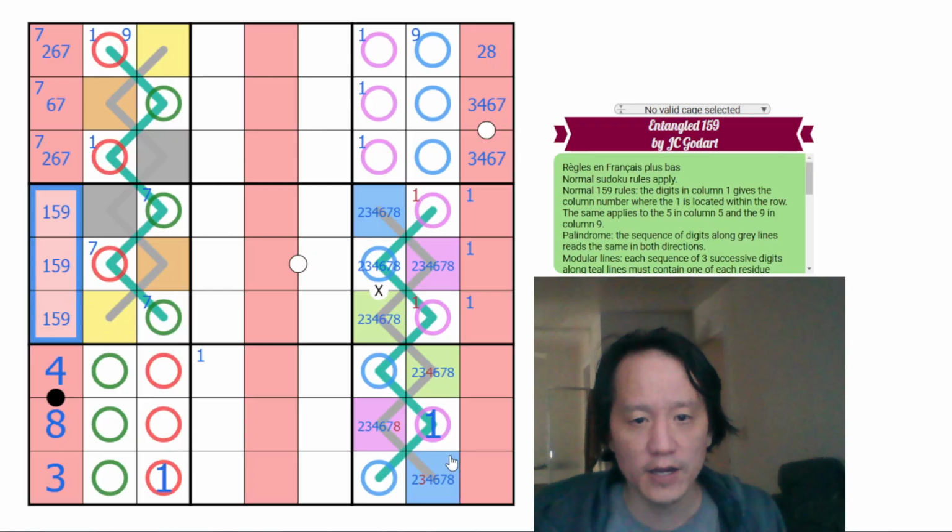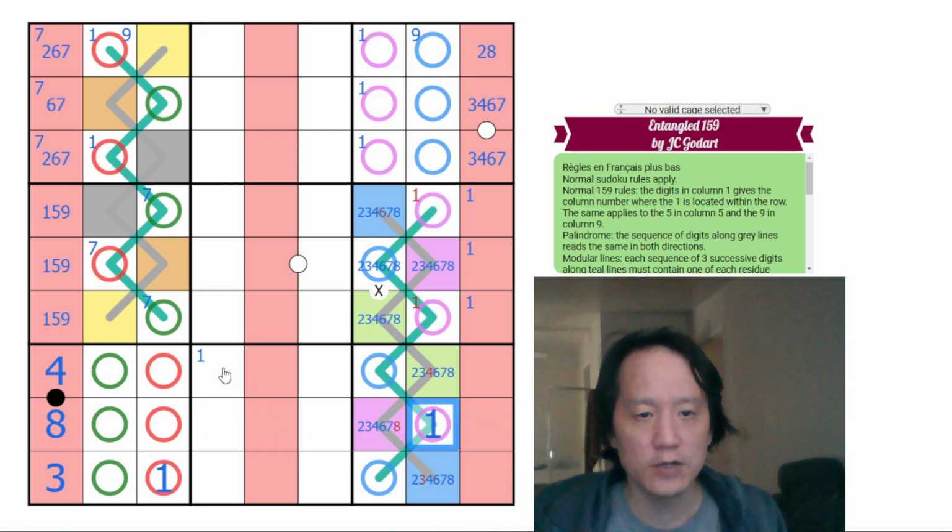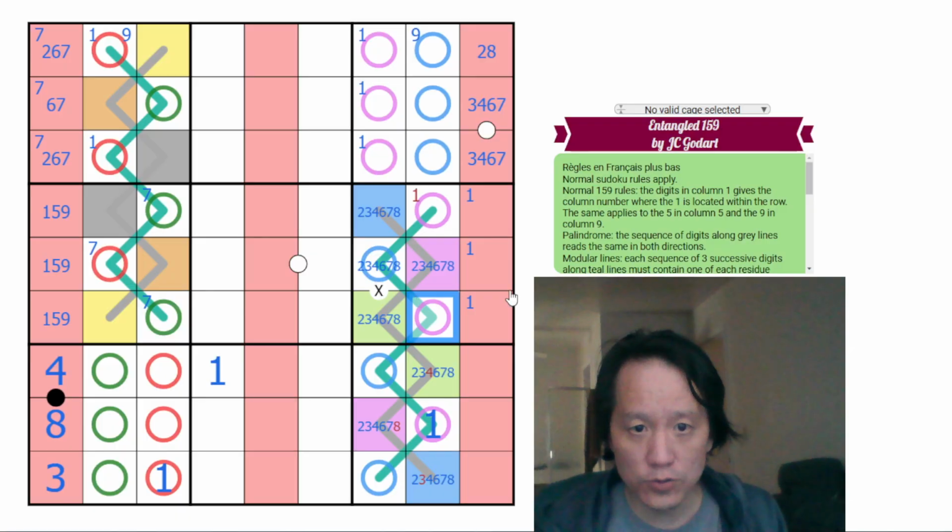This is 1, 5, 9. The 3 forces the 1 to be here. The 8 forces the 1 to be here. The 4 forces the 1 to be here. So that's 1. So there's no longer a 1 here. There's no longer a 1 here. So the 1 has to be here, which means this is 9.